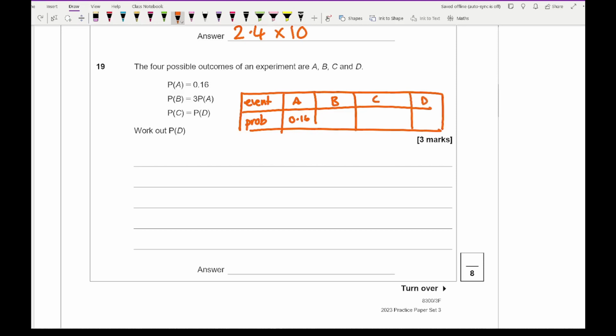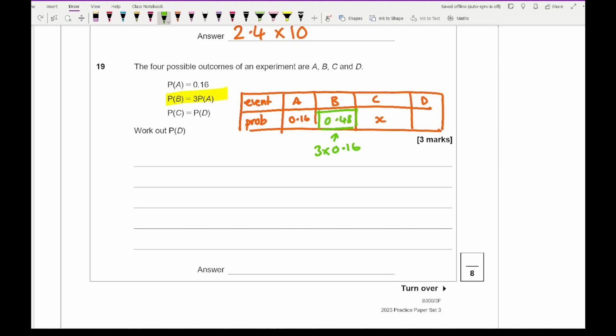Well, we know that if I say that C is going to be X, well then using this bit of information here, the probability of B is that it's 3 times the probability of A. So this number here is going to be 3 times 0.16, which comes up to a value of, just quickly work that out, and it comes up to 0.48.